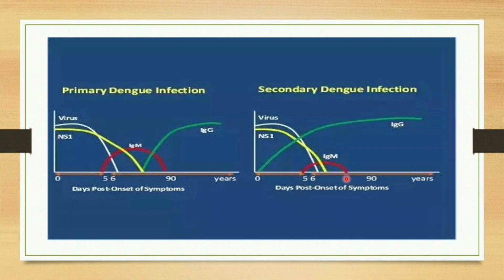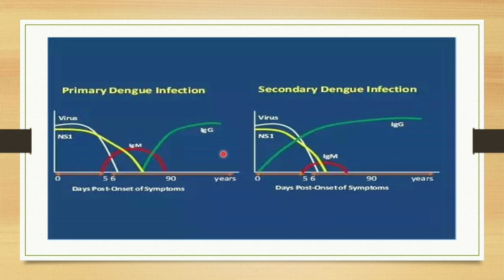Now coming to the primary and secondary dengue infections. In antibodies, the IgM will rise after 5 days of fever and it will remain till 90 days. So we can detect IgM from 5 to 90 days in primary infection. By day 5, almost 80% of cases will be positive for IgM, and by day 10, almost 99% of cases will be positive for IgM. Coming to IgG, it will be present from 14 to 21 days and it will be present almost for a lifetime.